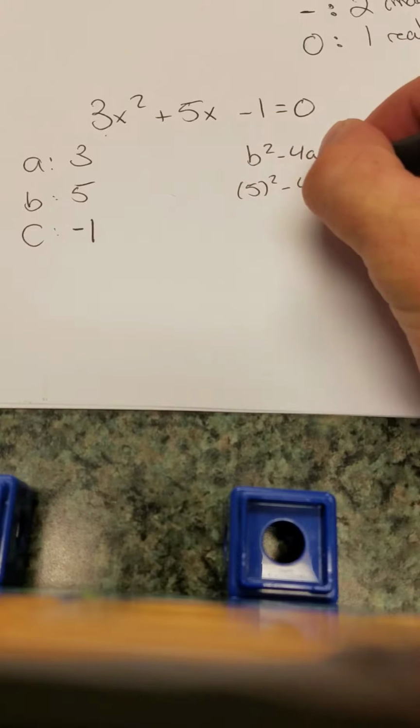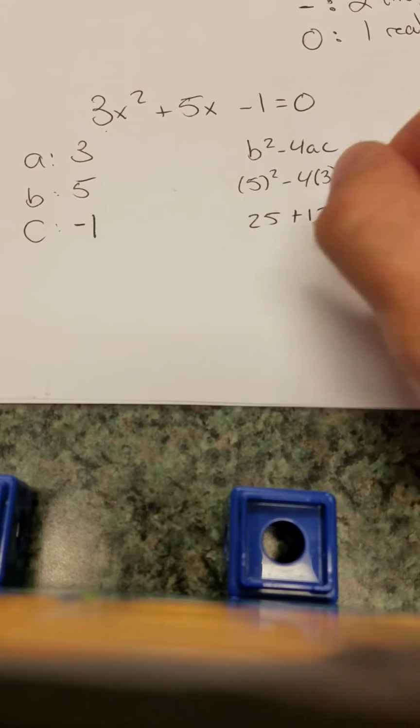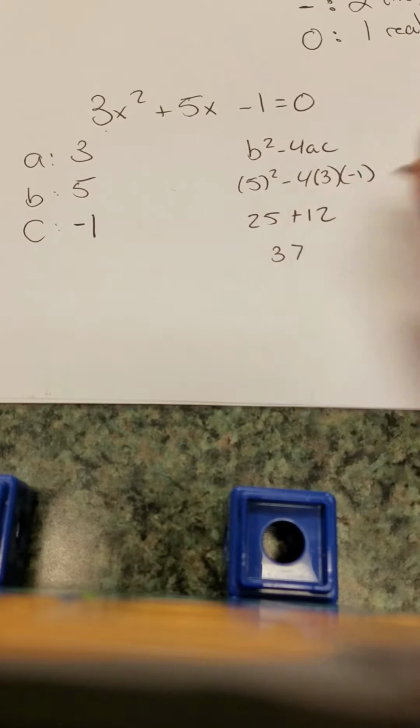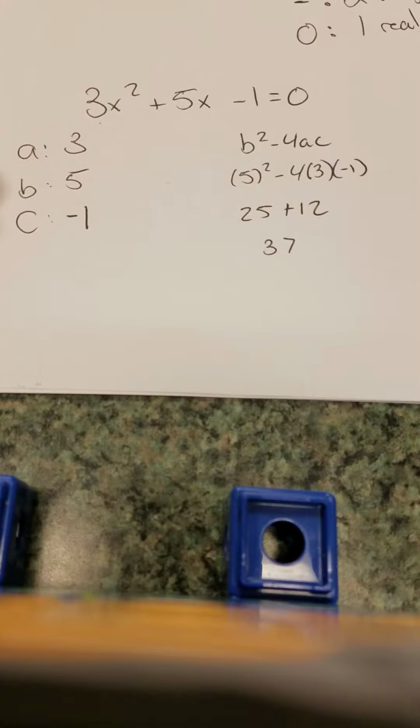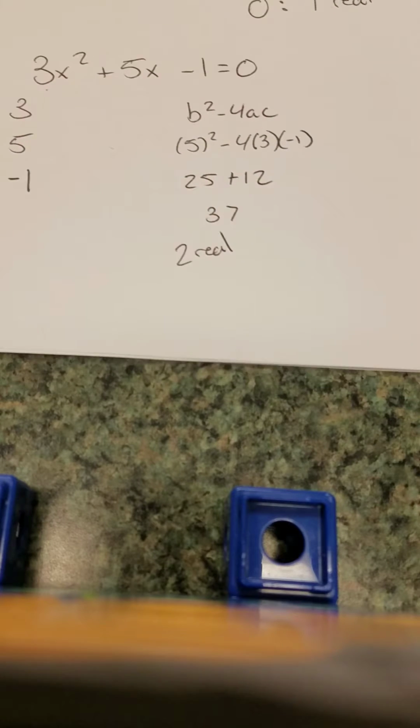5 squared minus 4 times 3 times negative 1. So that's 25 plus 12, which gives me 37. Okay, so 37 is my discriminant. It's positive, so that means, hey, I'm going to end up with two real solutions.